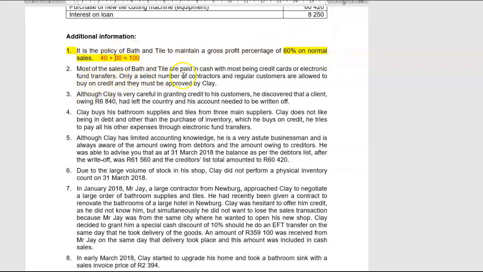Most of the sales of Bath and Tile are paid in cash, with most being credit cards or electronic fund transfers. Only a selected number of contractors and regular customers are allowed to buy on credit, and they must be approved by Clay.